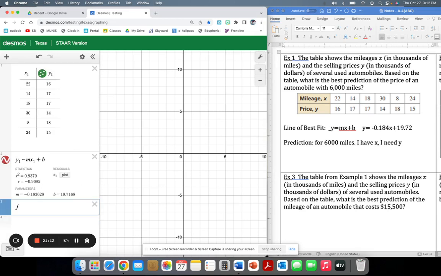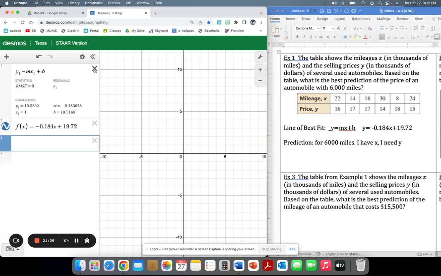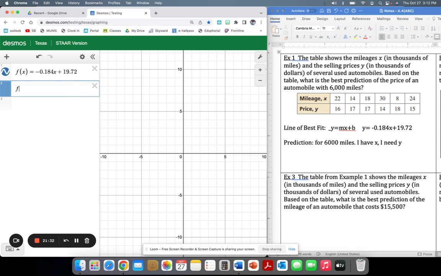First one, I can write that equation in function notation. So f of x equals negative 0.184 x plus 19.72. I don't need that table and equation because I copied it. And what I can do is put that x value, which is 6,000. But remember, I'm not writing as thousands, so I'm just going to use the value 6. I can replace that x with the value of x I have, and I have it as 18.616.